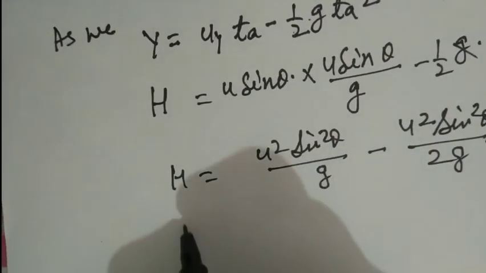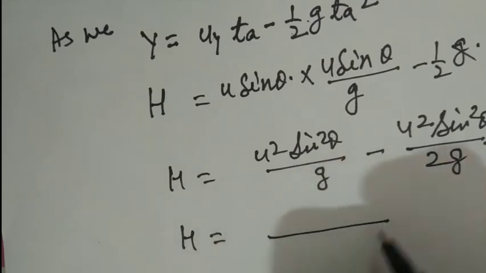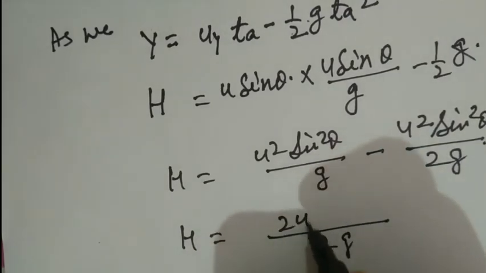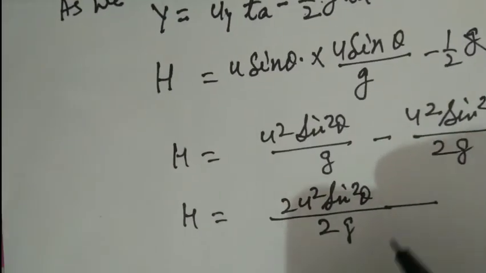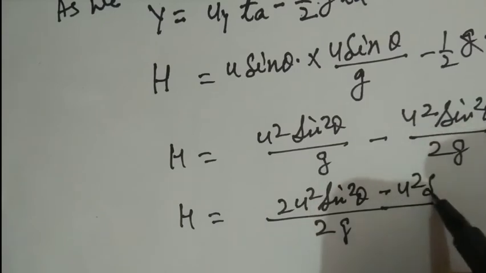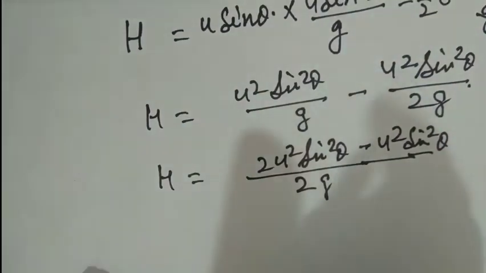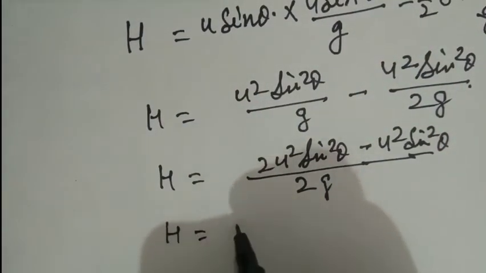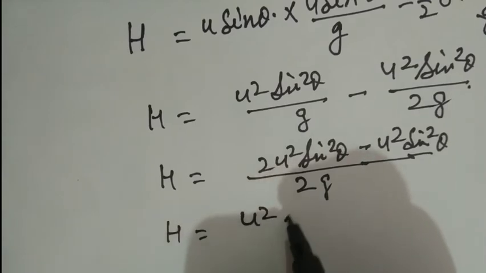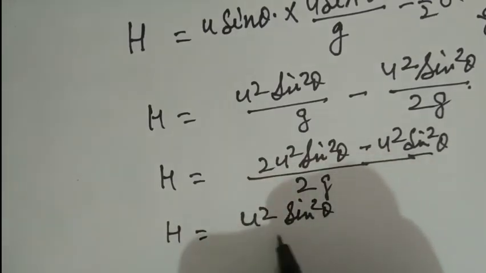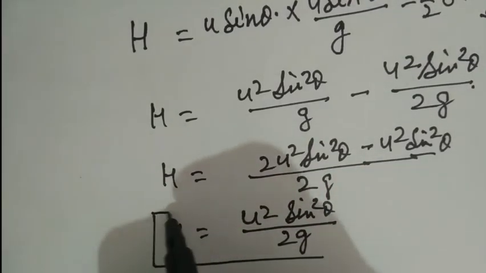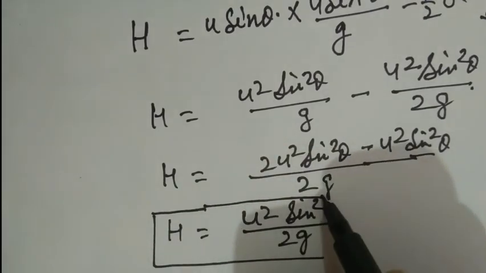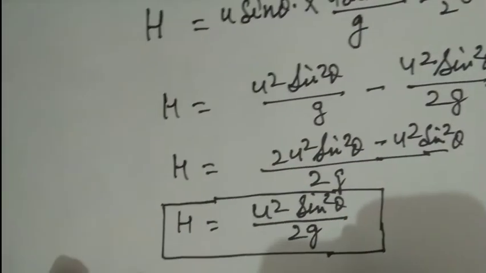After solving, just take the LCM, 2g. Dear students, solve and get the answer. It is a very simple method. So h is equal to u square sine square theta upon 2g. This is the maximum height attained by the projectile.